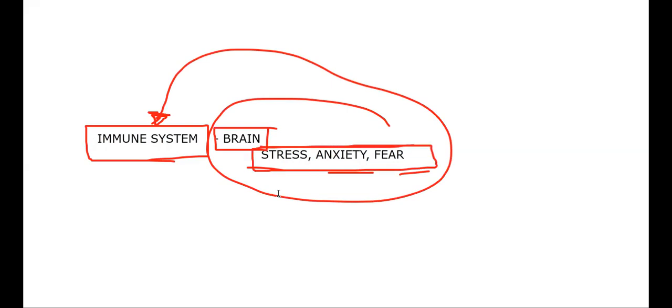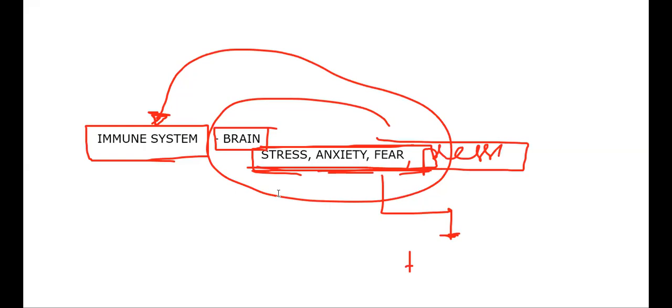I'll go with an example. When you are in stress, anxiety, fear, or under pressure, can I say that your digestion is not proper? Yes, you may have felt this under examination pressure. You don't feel any hunger. That means the digestion is not completed. So everything is related to the brain, and in that way the immune system is also related to the brain.